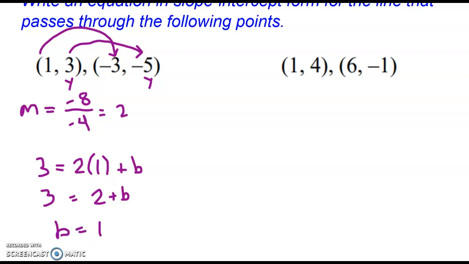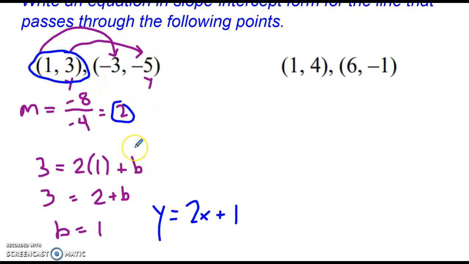So our final answer is going to be y equals 2x plus 1. We found the slope here by using our change in y and change in x, and then we chose one of the ordered pairs. In this case, I used this one, as well as the slope, to calculate the y-intercept. So that's our lesson in a nutshell, and we'll do more practice when I see you this morning.